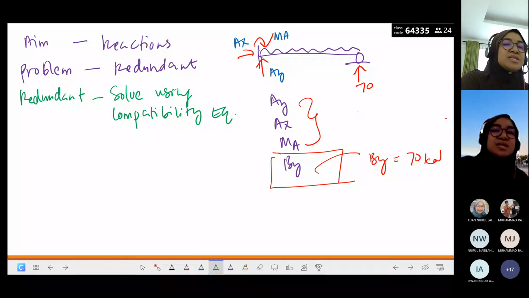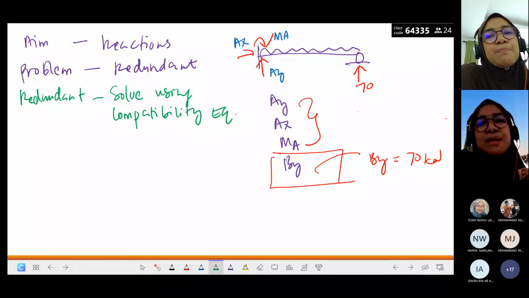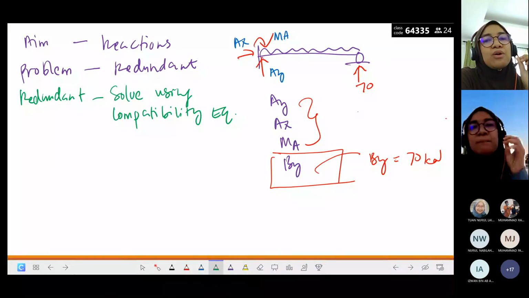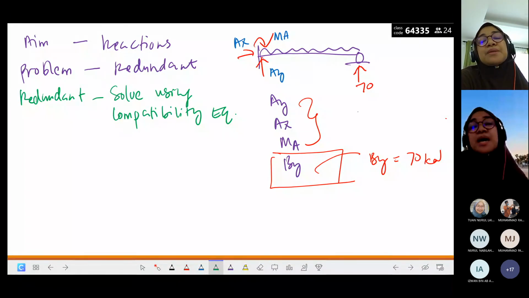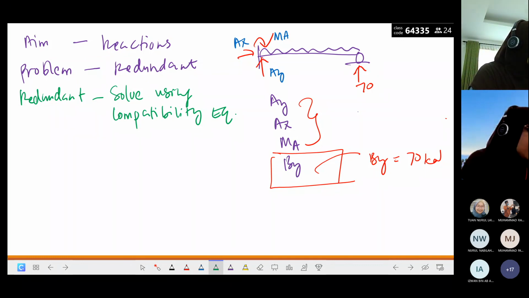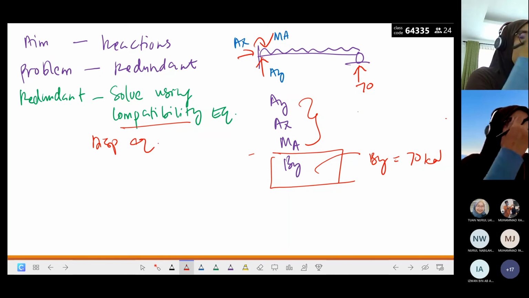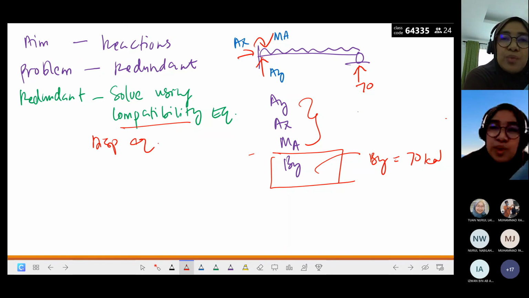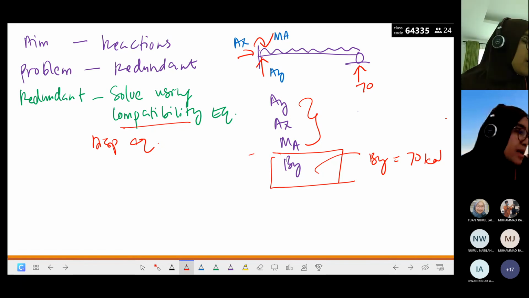And compatibility equation actually comes from what we call the principle of superposition. And compatibility equation actually comes from displacement. It is actually a displacement equation. Okay, and of course there is a general equation in order to understand that. Okay, later on. So let's look at the next one.